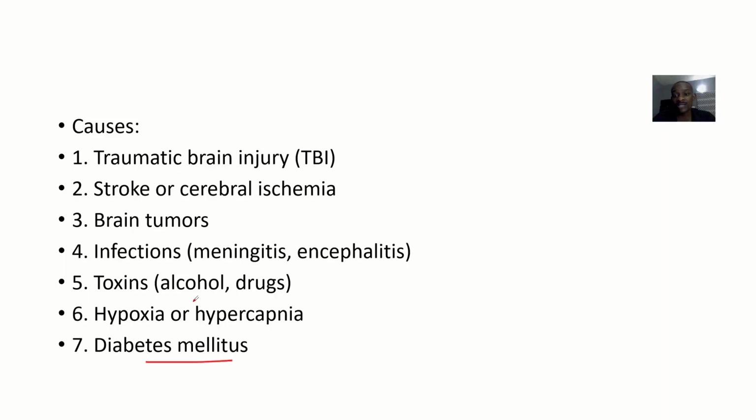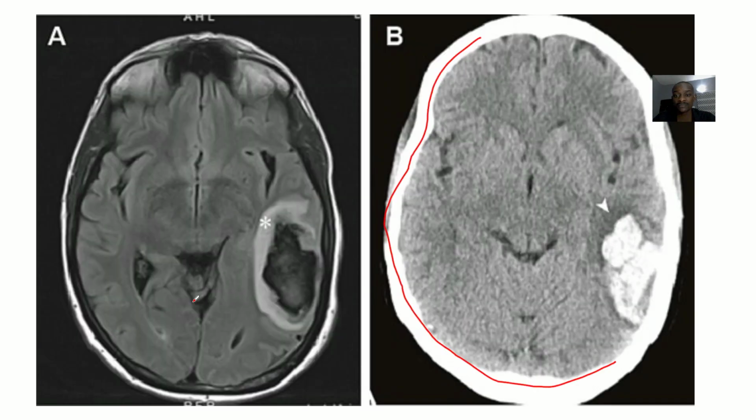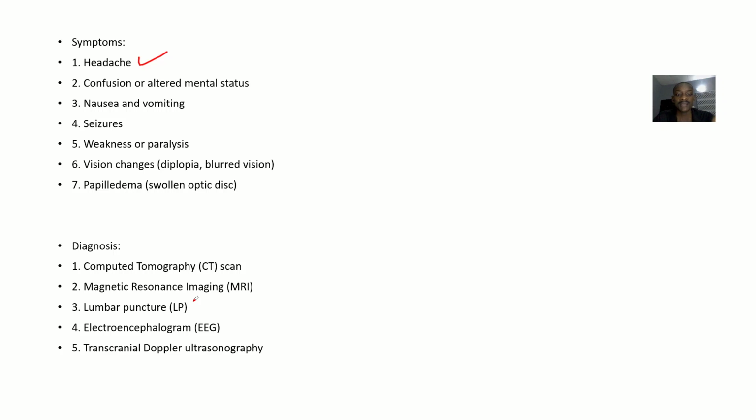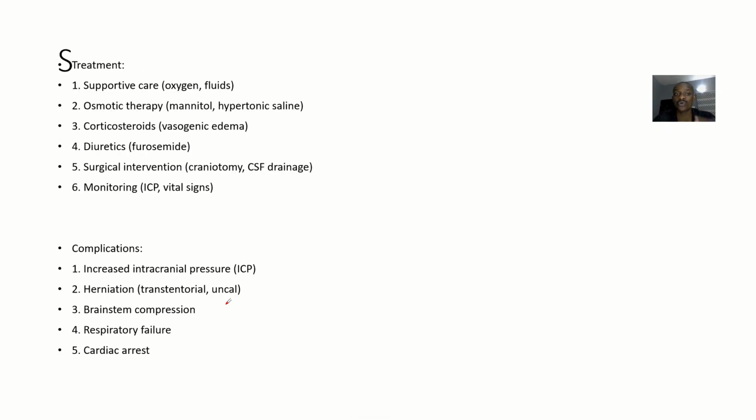All right. Then diagnosis, if you want to confirm that it's a brain edema, you need to do things like CT scan. That's why we have all these images. All these images are CT scans. All right. Then MRI scan could also work. Lumbar puncture could work. Electroencephalogram could work. Transcranial Doppler ultrasonography could also work.